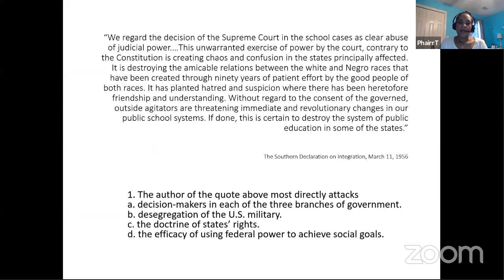Let's do a little check for understanding. These are some multiple choice questions, and although you will not see them on your AP exam this year, it's still good to keep our practice going.